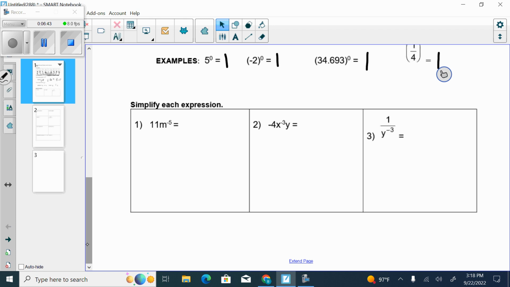All right. So on number 1. I've got 11m to the negative 5 power. So I want that negative 5 to become a positive 5. So where do I need to move it?